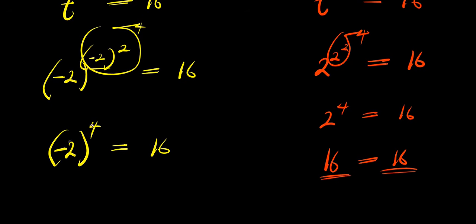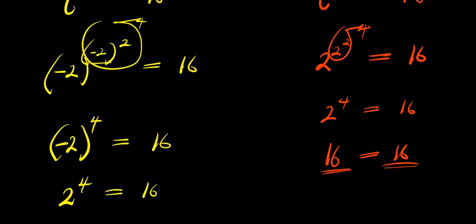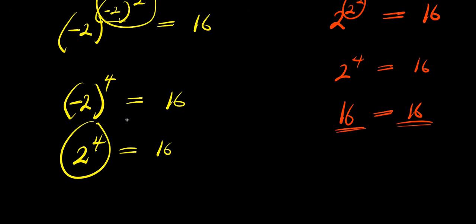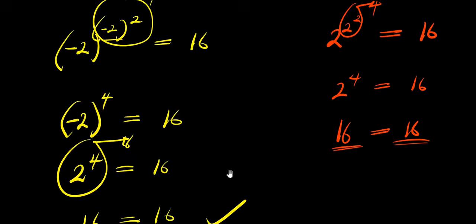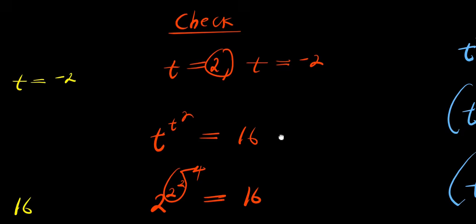And when you have negative to the power of an even number, that will give you positive. So this will give you 2 to the power 4. This equals 16. And 2 to the power of 4 here is 2 times 2 times 2 times 2. We have 16 equals 16. So both sides are now the same. Both solutions are the same.